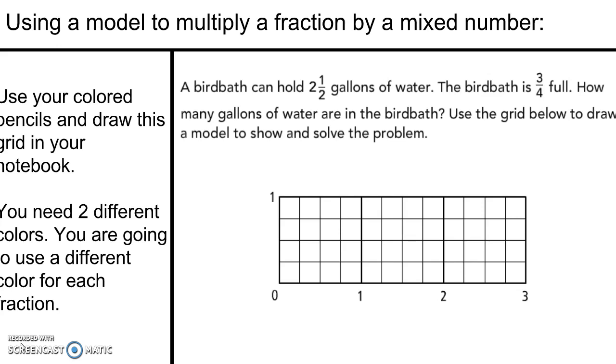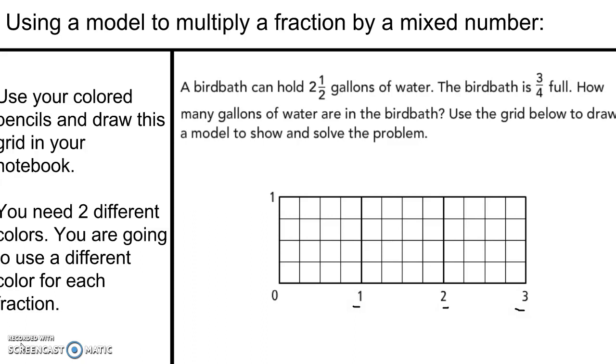Okay, so now, first of all, you're going to draw this grid, and you need to section it into 3 different sections here. As you see that these are numbered right here at the bottom, is 1, 2, and 3. Your problem is the bird bath can hold 2.5 gallons of water. The bird bath is 3/4 full. How many gallons of water are in the bird bath?